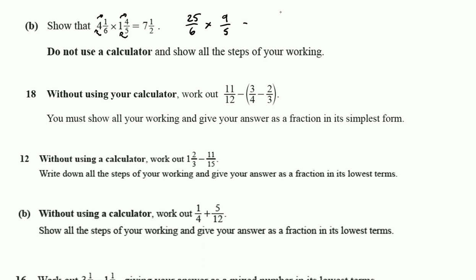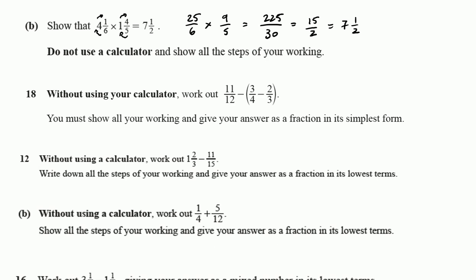To times these together, we multiply the tops, and we multiply the bottoms. So, 25 times 9 is 225, and 6 times 5 is 30. If you then type 225 over 30 into your calculator, it will simplify it for you and give you an answer of 15 over 2. Now 15 over 2, that's equal to 7 1/2.